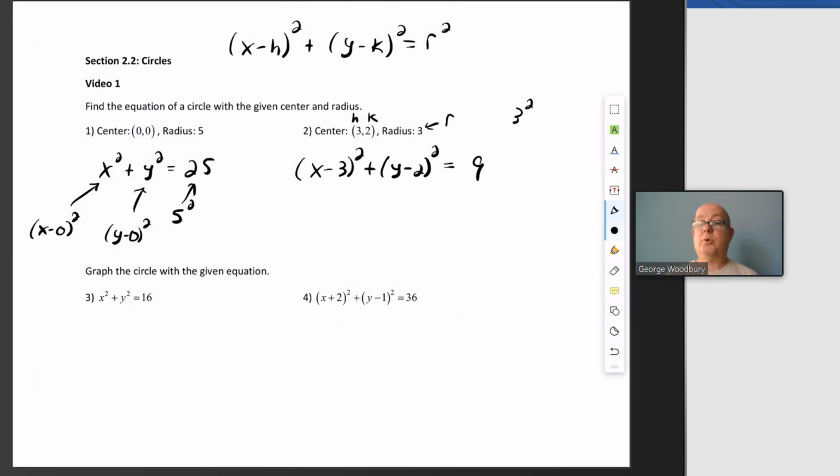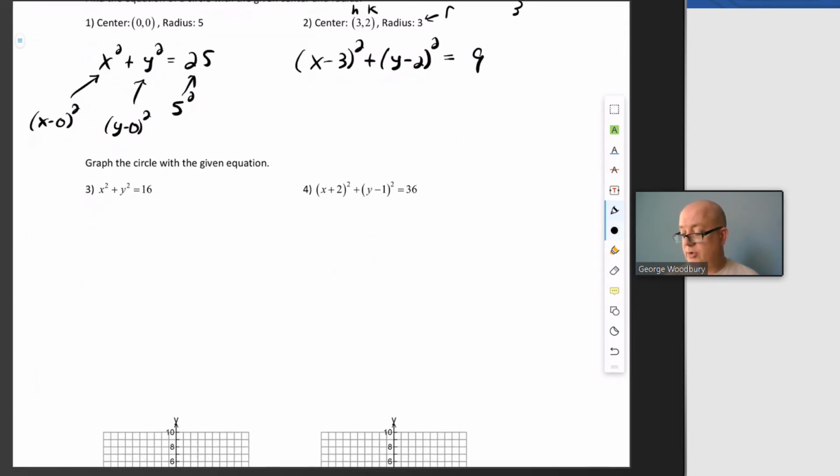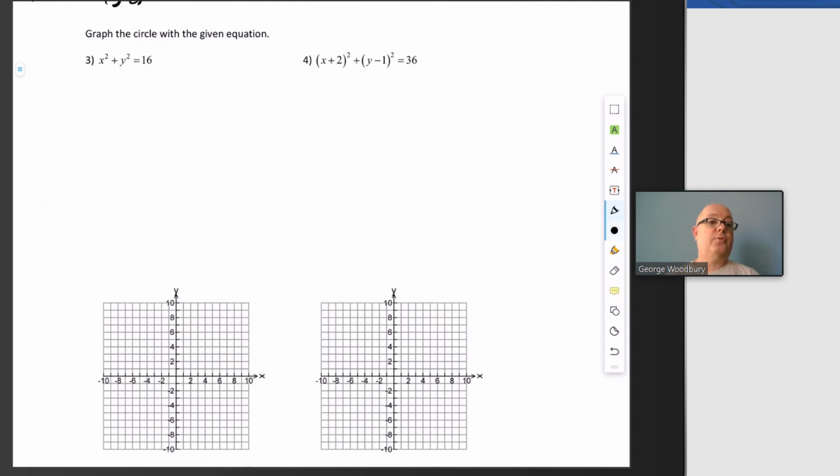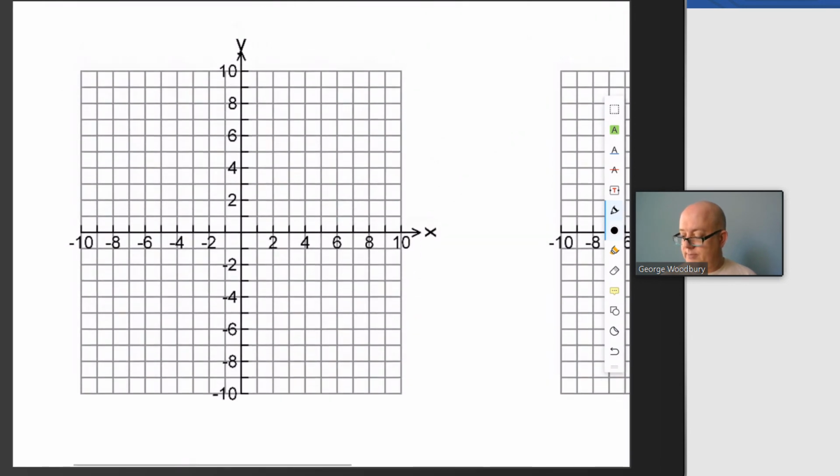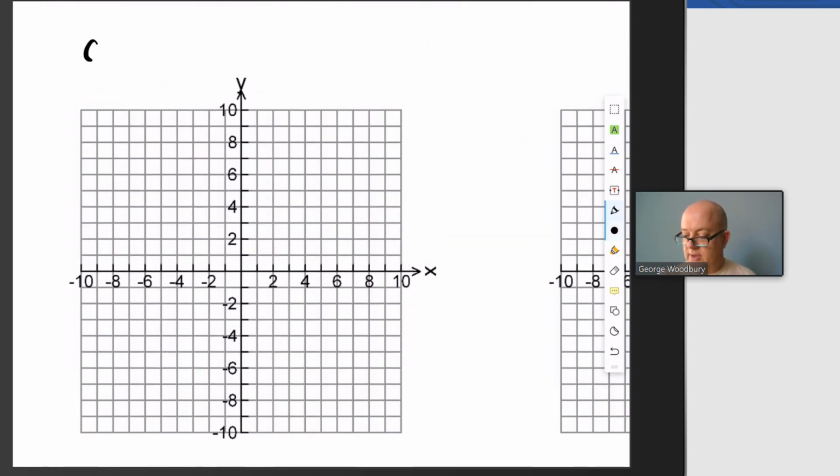Right. Problems 3 and 4, we're going to graph equations. We're going to graph circles from the equation. The first one, x squared plus y squared equals 16. That tells me that (h, k) is (0, 0). Also, I know that the radius squared is equal to 16. So the radius would be the square root of 16, or 4. And the best way to graph these, and let me just blow this up a little bit, I'm going to recopy the information. The center is (0, 0), and the radius is 4.